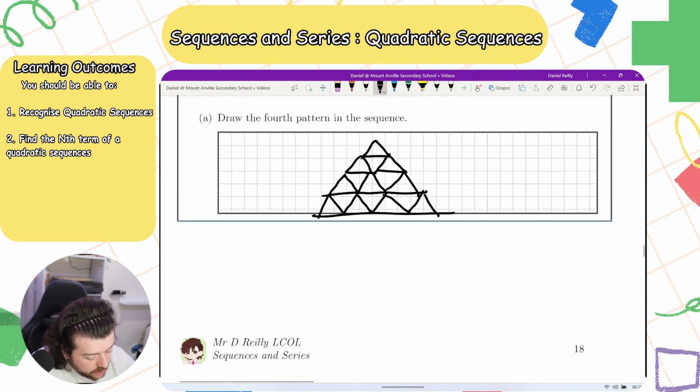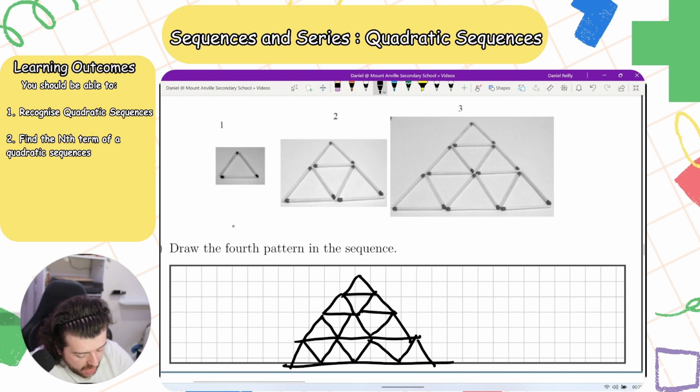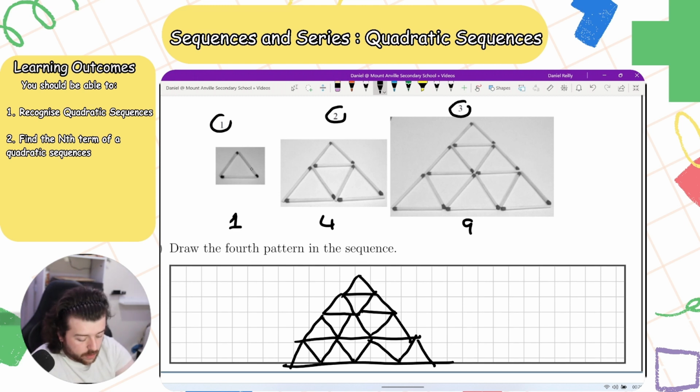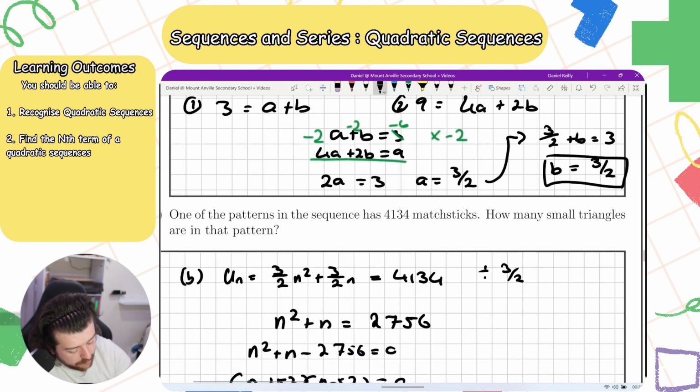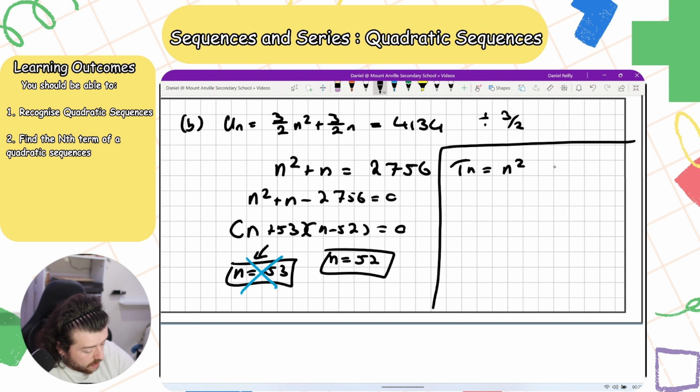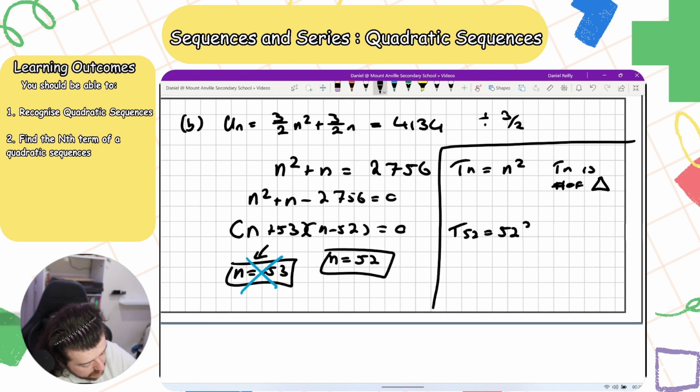So if I look here at the number of triangles, see if it follows any pattern. Well, I have 1 triangle in this one, 4, then I have 9. Do we notice anything here? Well, it is my term number squared. 1 squared is 1, 2 squared is 4, 3 squared is 9. So Tn equals n squared. Tn is the number of triangles, right? So T52 is equal to 52 squared.